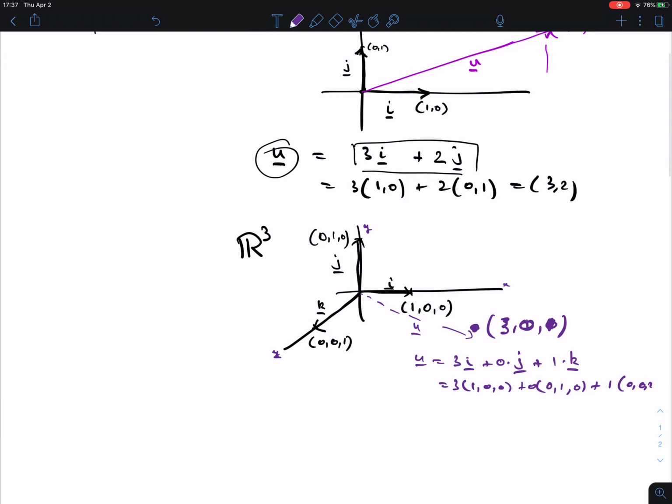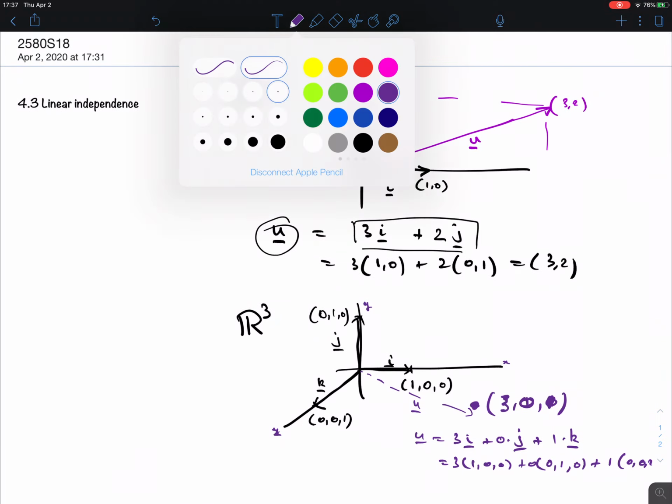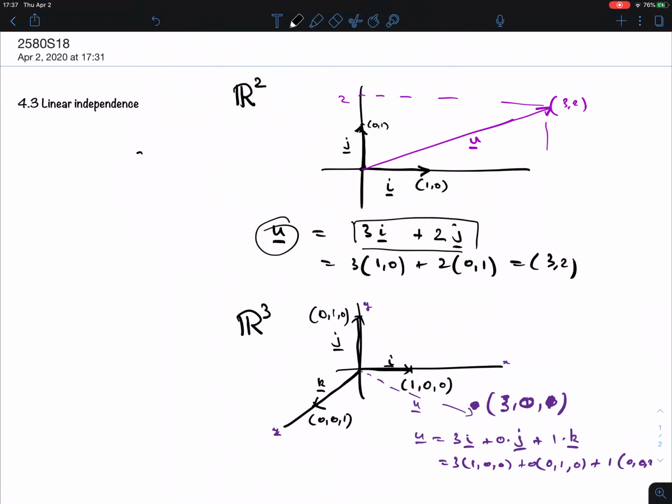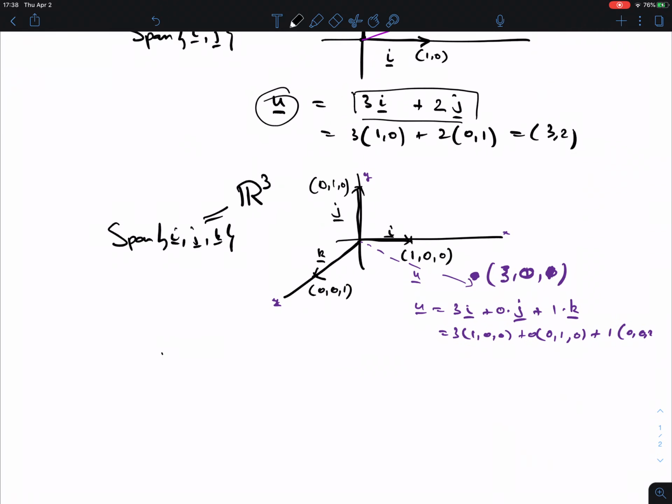So what this tells me, just in terms of what we just discussed in the previous section, is that the span of i and j is actually the whole space. And this tells me that the span of i, j, and k is the whole space. But let's now look here, what's the span of just i and j?